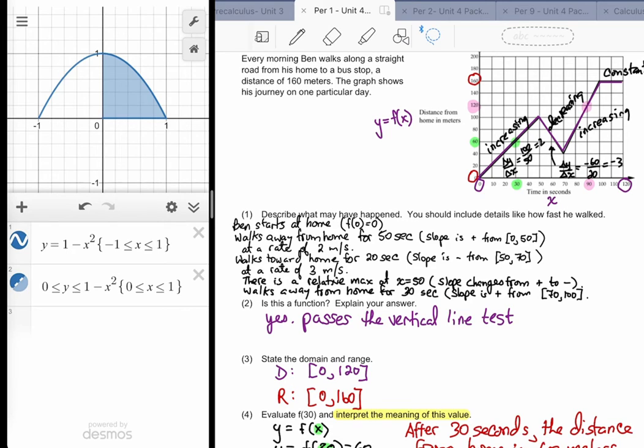But again, we could also figure out what that slope is, and because it's a numerical problem, we need to. So we have a change in y value. It goes from 40 to 160. So change in y over change in x. 40 to 160 is a change of 120. Change in x was 30. So that's a value of 4, at a rate of 4 meters per second.